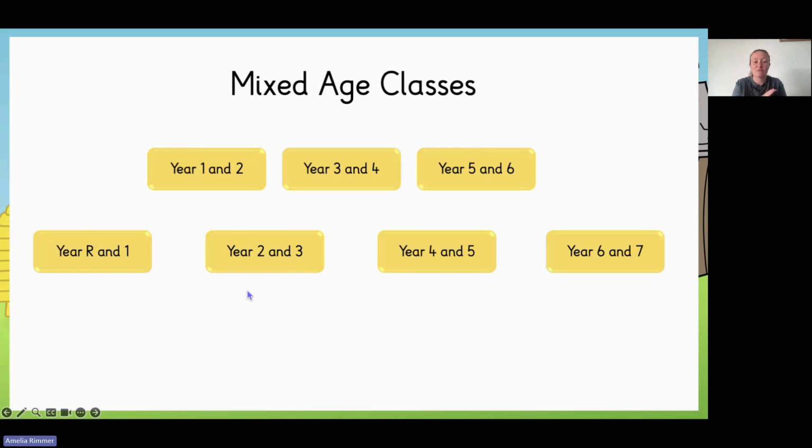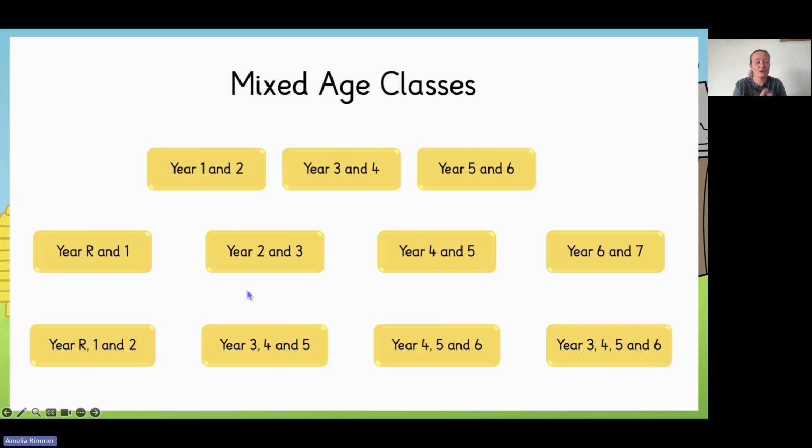But you might also have more than 2 year groups. So you could have reception, 1, 2, and I've done that mix before. 3, 4, 5 can be a common one. 4, 5, 6, I've seen that in a primary school as well. And year 3, 4, 5 and 6 all together, which I have taught once in quite a rural school. So you can get lots of different mixes going on there.